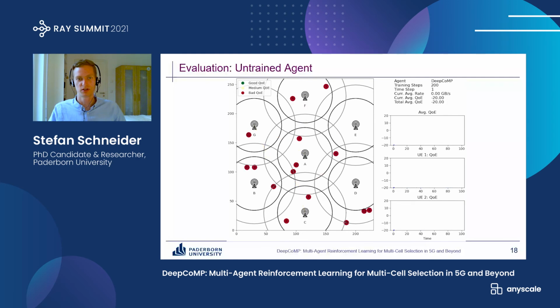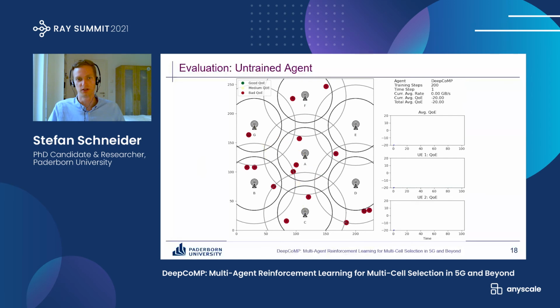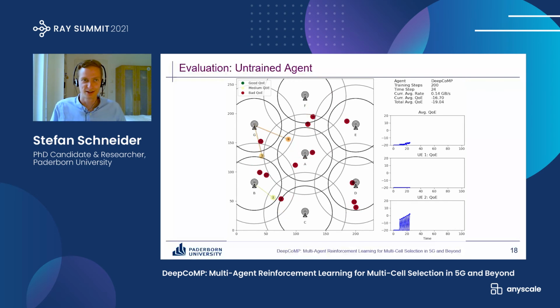So most of our users are very unhappy because they're not connected to any cell. Just some of these users are by chance connected to some cell in range, and for some reason always or often directly disconnected again. And so overall, with these random actions, of course, we get a horrible cell selection policy. The average QoE for all of our users is really low and unstable. And that's a bad starting point.